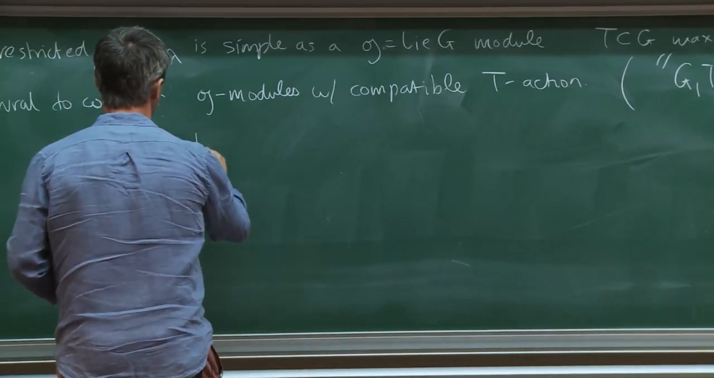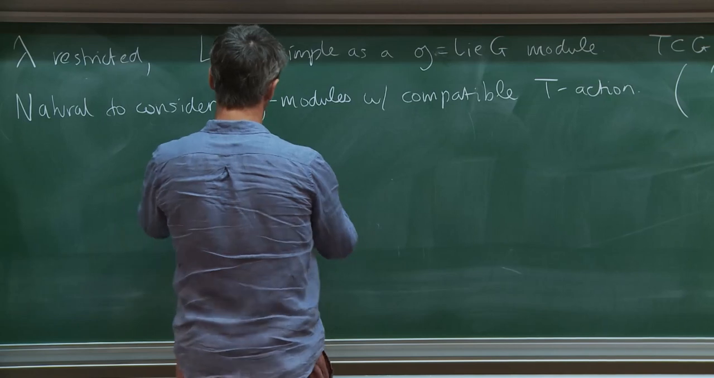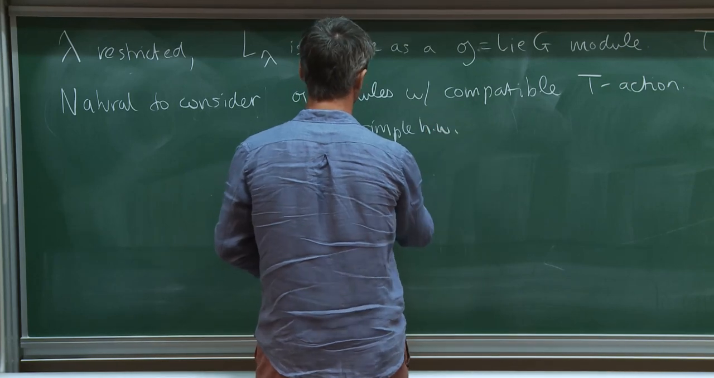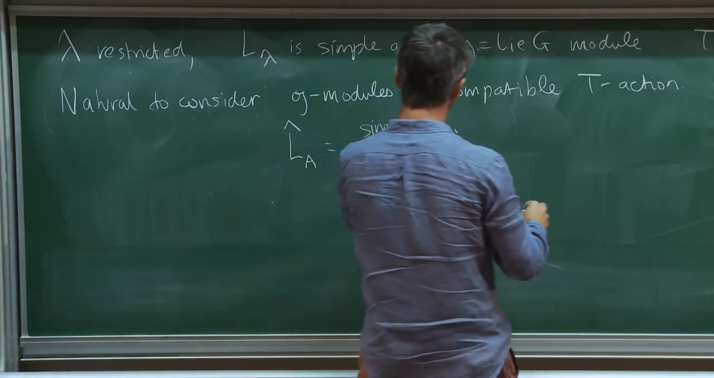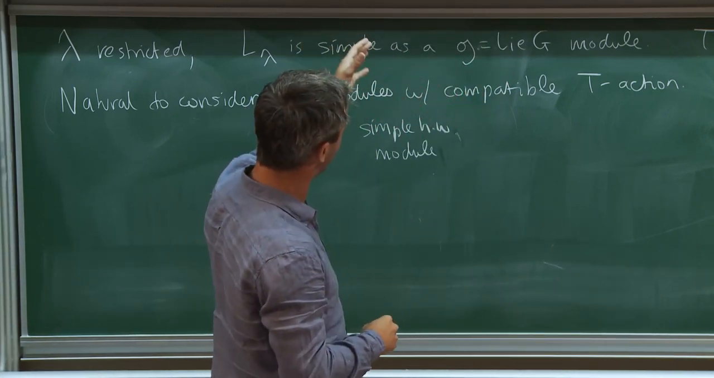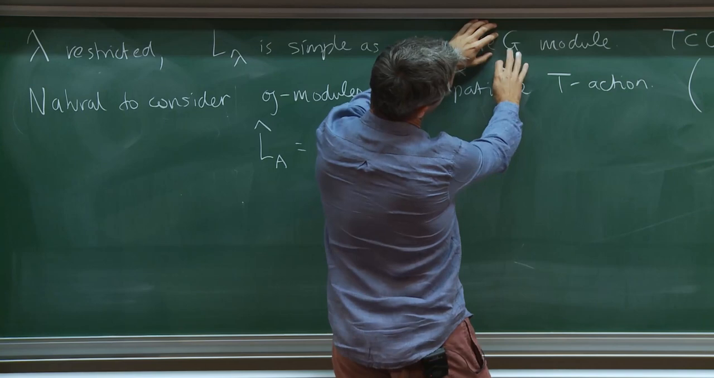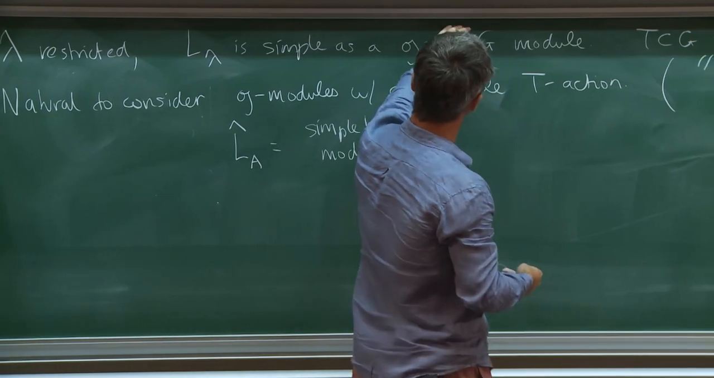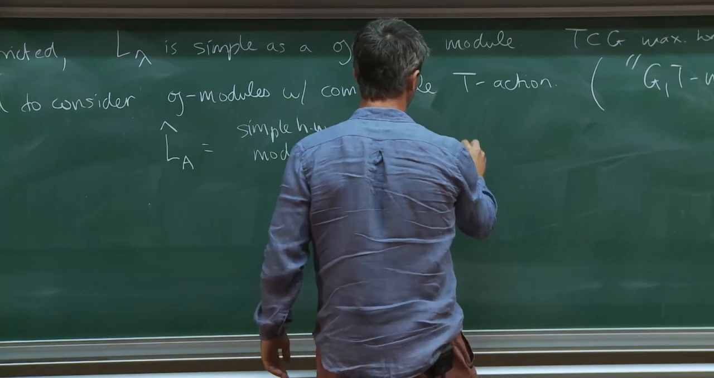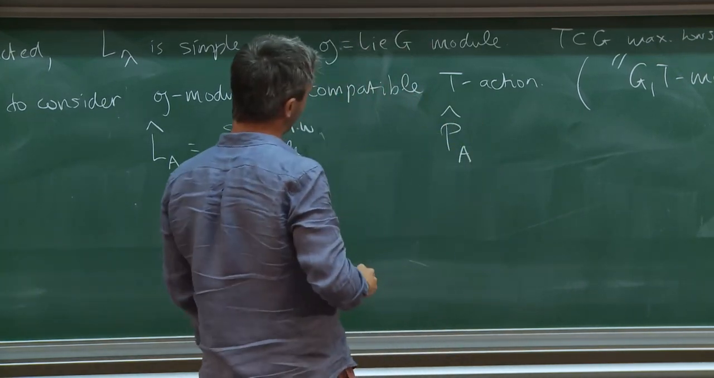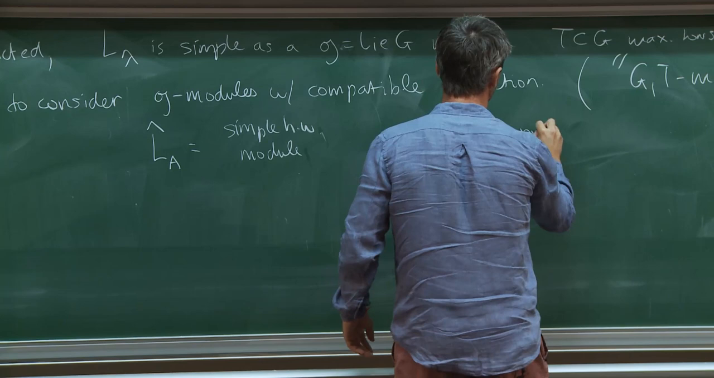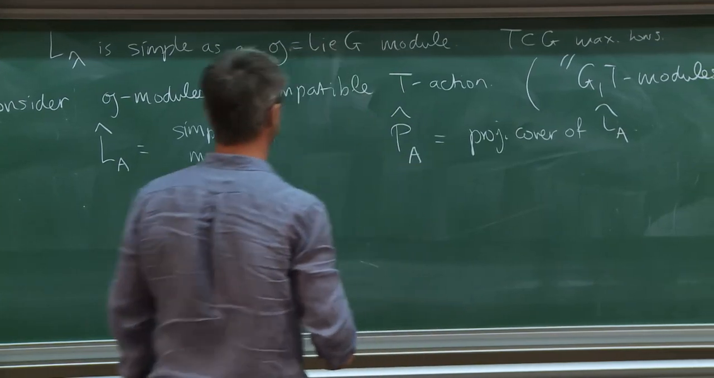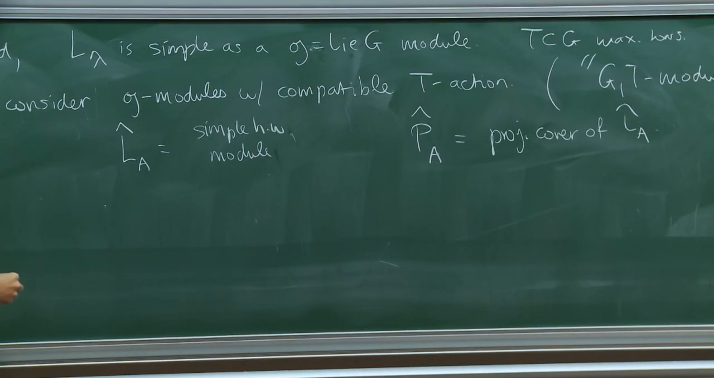And so here I'll write hat for G1T modules. So this is a simple highest weight module. In the representation theory of G, the projective modules are kind of pro-objects, so they're very large and you don't usually work with them, whereas in the world of G1T modules you have these nice finite dimensional projective covers. So this is the projective cover as a G1T module.